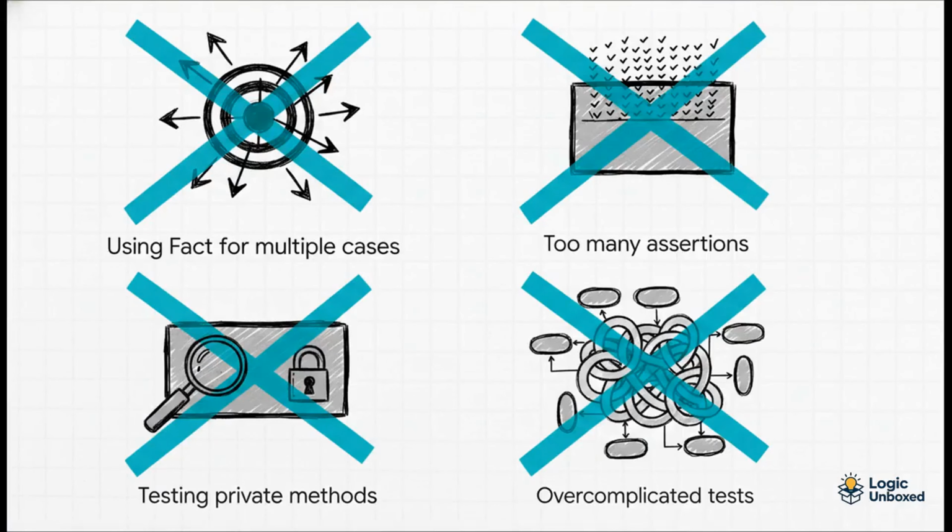And because you understand all this, you now have the superpower to spot common mistakes from a mile away. You'll see someone using a fact where they should be using a theory for multiple cases, and you'll know why it's a bad idea. You'll see a test with 10 assertions and recognize that it's trying to do way too much. You'll see someone trying to test a private method and know they're testing implementation, not behavior. These anti-patterns will just jump out at you.